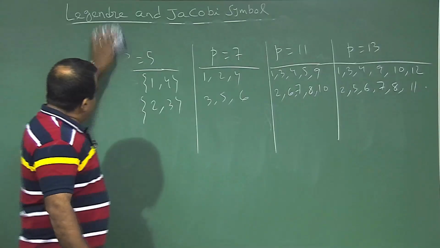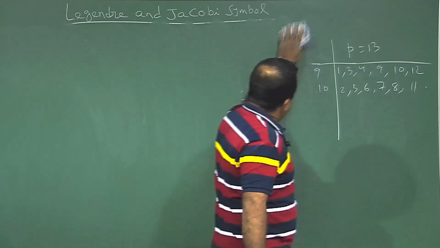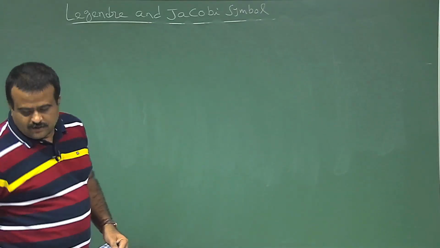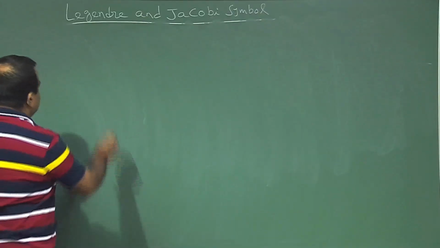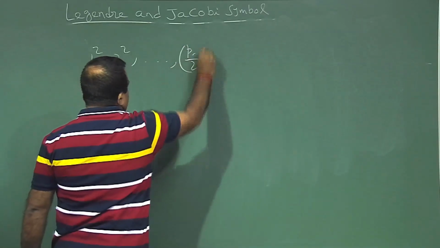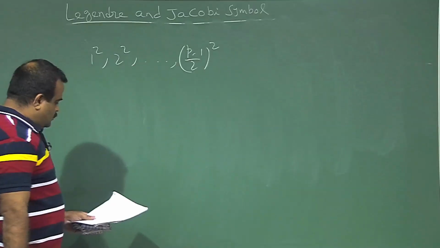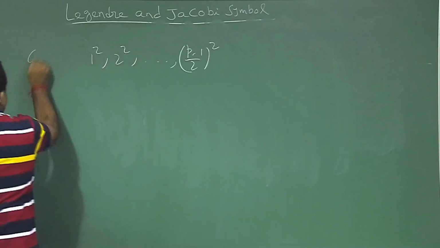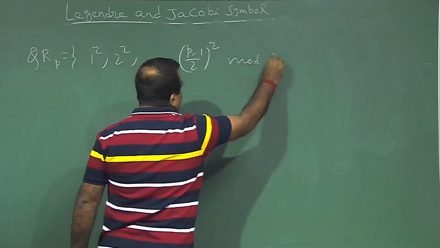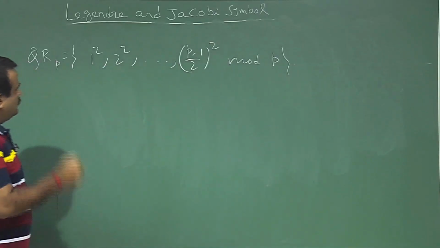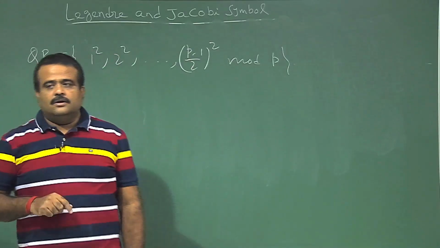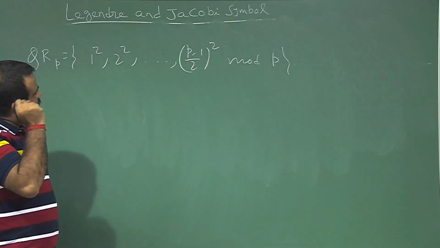So, how to prove this? To prove this, we will show that if we consider this set, 1 square, 2 square, up to ((P minus 1) by 2) whole square mod P, every operation under mod P, these give us basically QR_P, the quadratic residues. And how many elements are there? Basically (P minus 1) by 2.